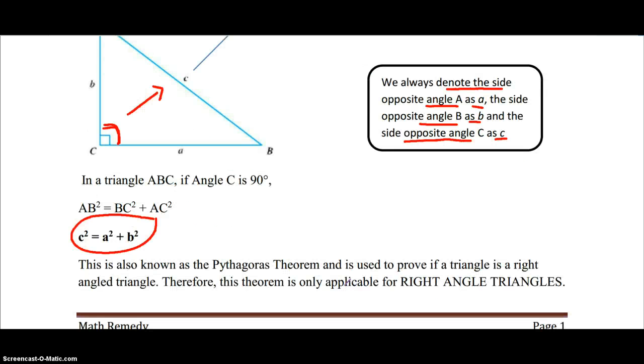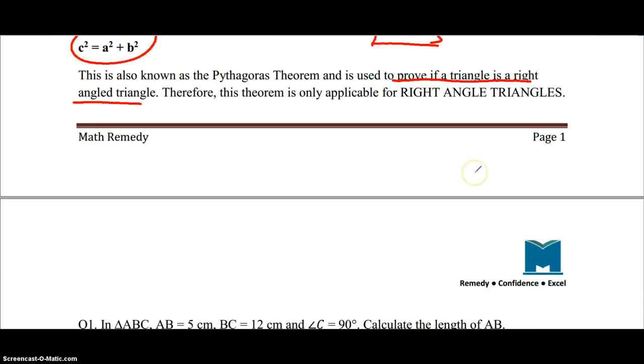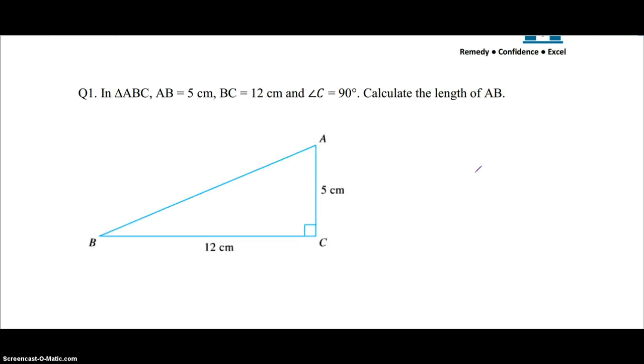It actually helps to prove if a triangle is a right angle triangle. This theorem is only applicable for right angle triangles. If you were to look at isosceles triangles or any other triangles, it is not applicable. It's only for right angle triangles. Moving on, now let's try this question.